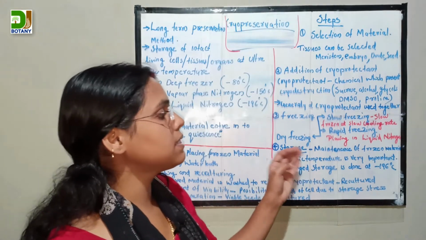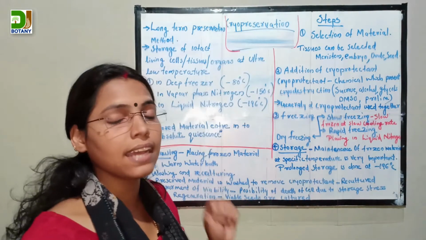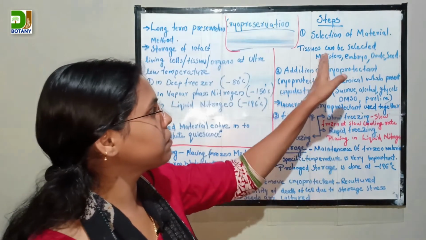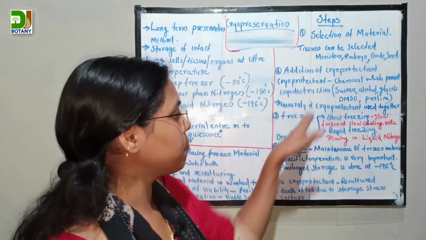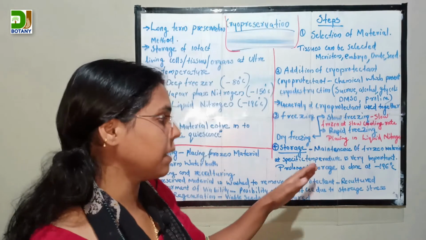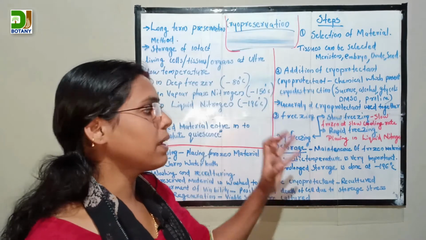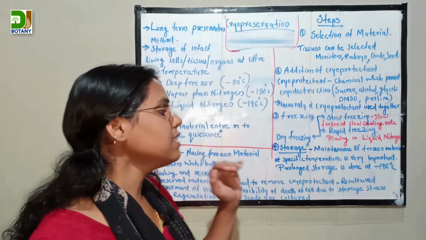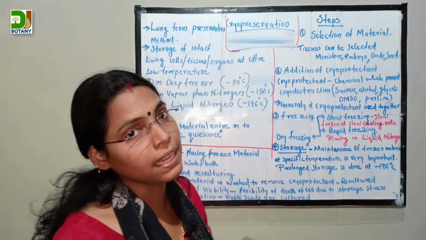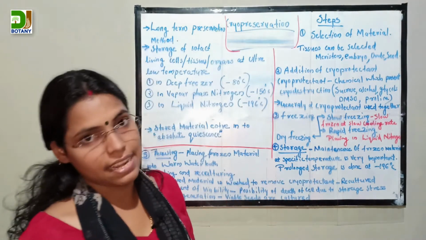Storage is one of the most important steps, because the maintenance of frozen material at a specific temperature is very important. When the material is frozen, it is stored at a specific temperature. So the prolonged storage is mainly at minus 196 degrees Celsius, that means in liquid nitrogen. Okay.